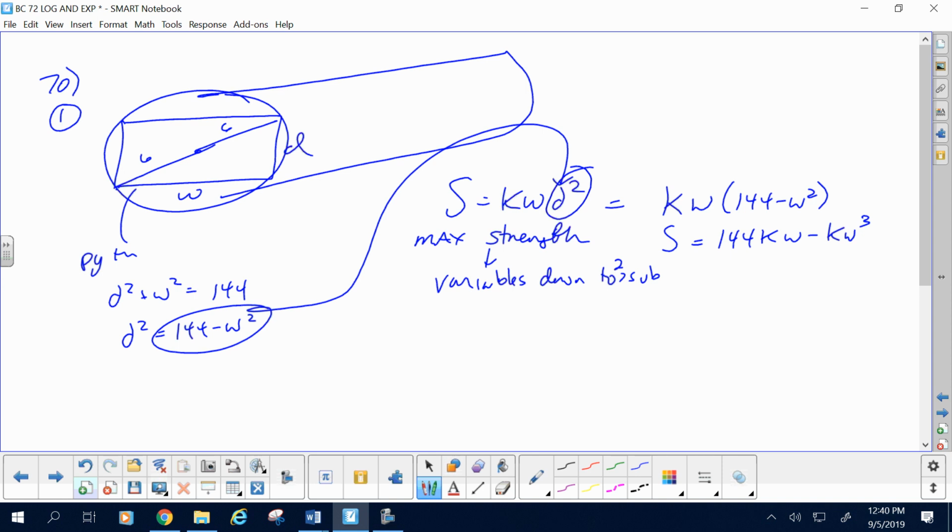Keep in mind the K is a constant, so don't sweat that. Now I said, all right, now my calculus. I want to find where the derivative S prime, or dS/dW, goes positive to negative. So take the derivative. It's 144K minus 3KW squared. Set it equal to 0, which allows you to dump the K. And so W squared is 48, I think. So W is 4 root 3.